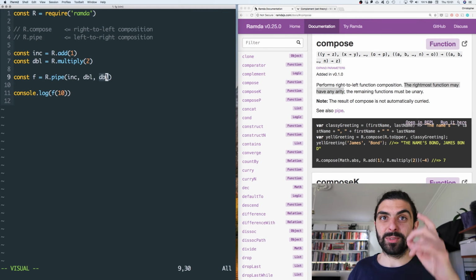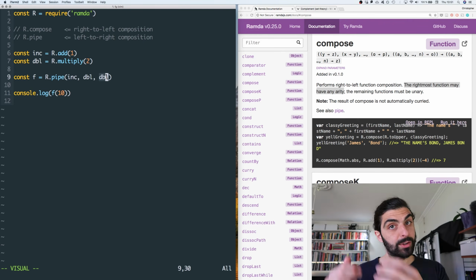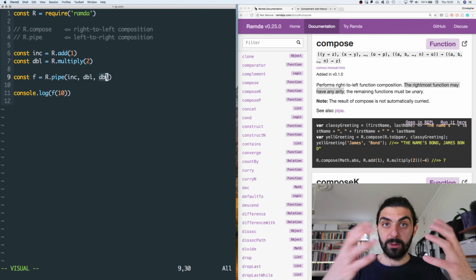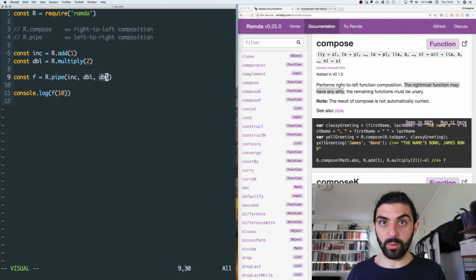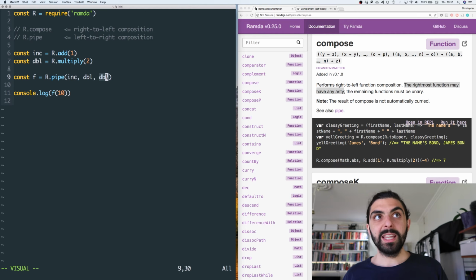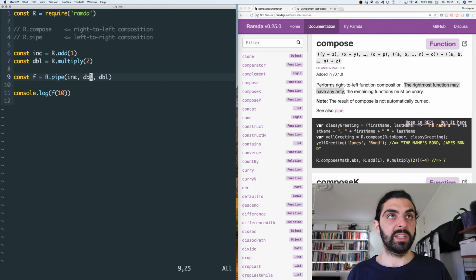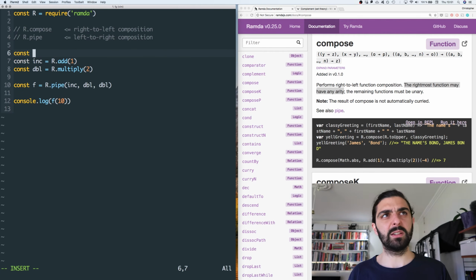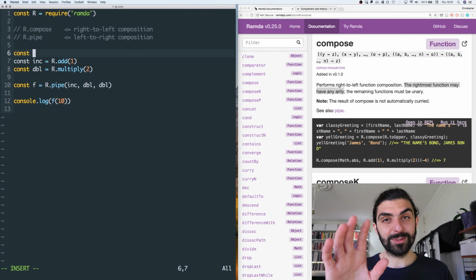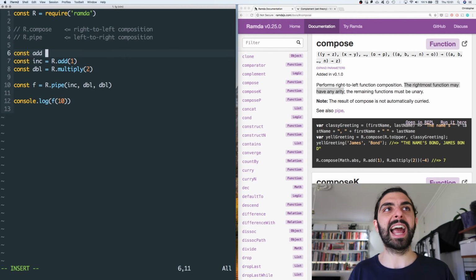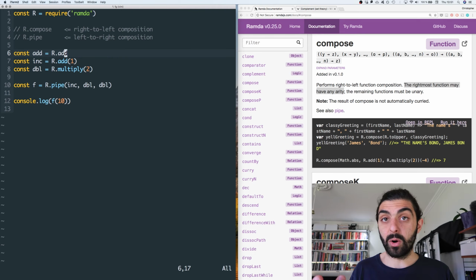Every function except the first, either the leftmost or rightmost function, depending on whether you do compose or whether you do pipe. And what they mean is then that, let's actually use this here. So instead of starting with inc as an increment, let's start with add, and let's define that as just r.add, right?